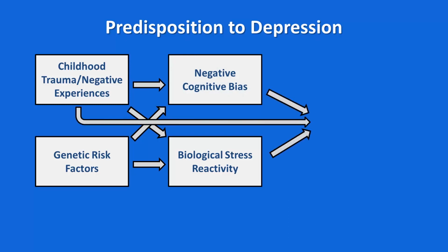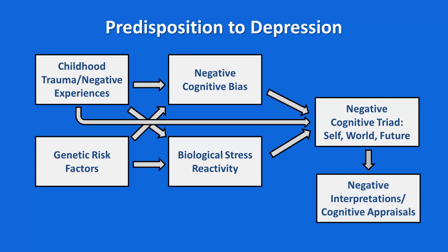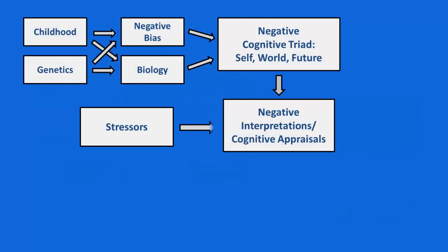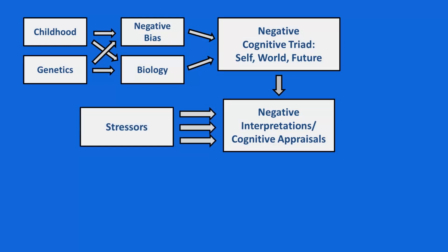And these can lead to the formation of what's called the negative cognitive triad, which are negative beliefs about ourselves, about the world and other people, and about the future. And these beliefs affect how we interpret or appraise various life situations and stressors, and how they impact us. So this is the diathesis side of the equation, the things that predispose us to depression. And then, if in conjunction with our predisposition, we're faced with more stress than we're able to tolerate, this combination of predisposition plus stress leads to depression.